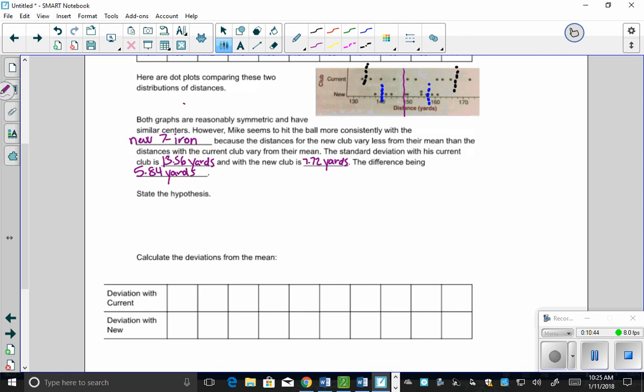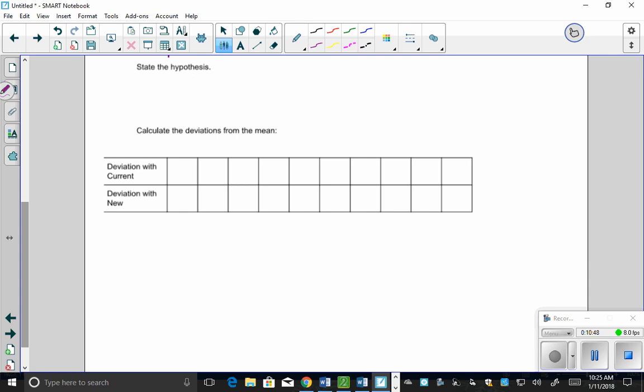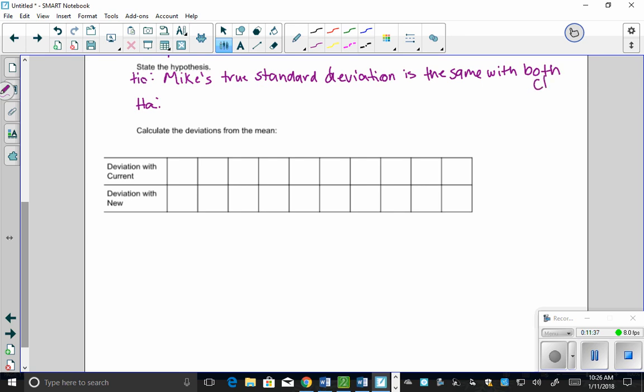So let's state our hypothesis. When you're stating a hypothesis dealing with standard deviation, you're going to be talking about the true standard deviation, okay? The null hypothesis is still going to be the same, while the alternative hypothesis is having one's better than the other. So for our null hypothesis, you're going to say that Mike's true standard deviation is the same with both clubs.